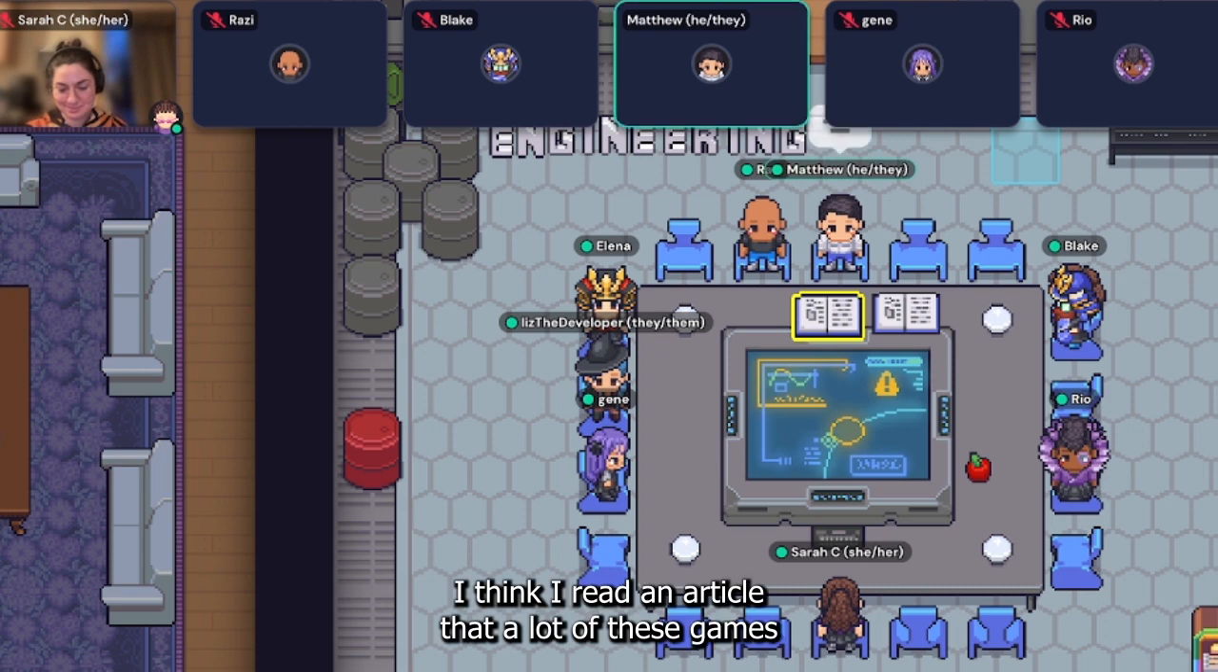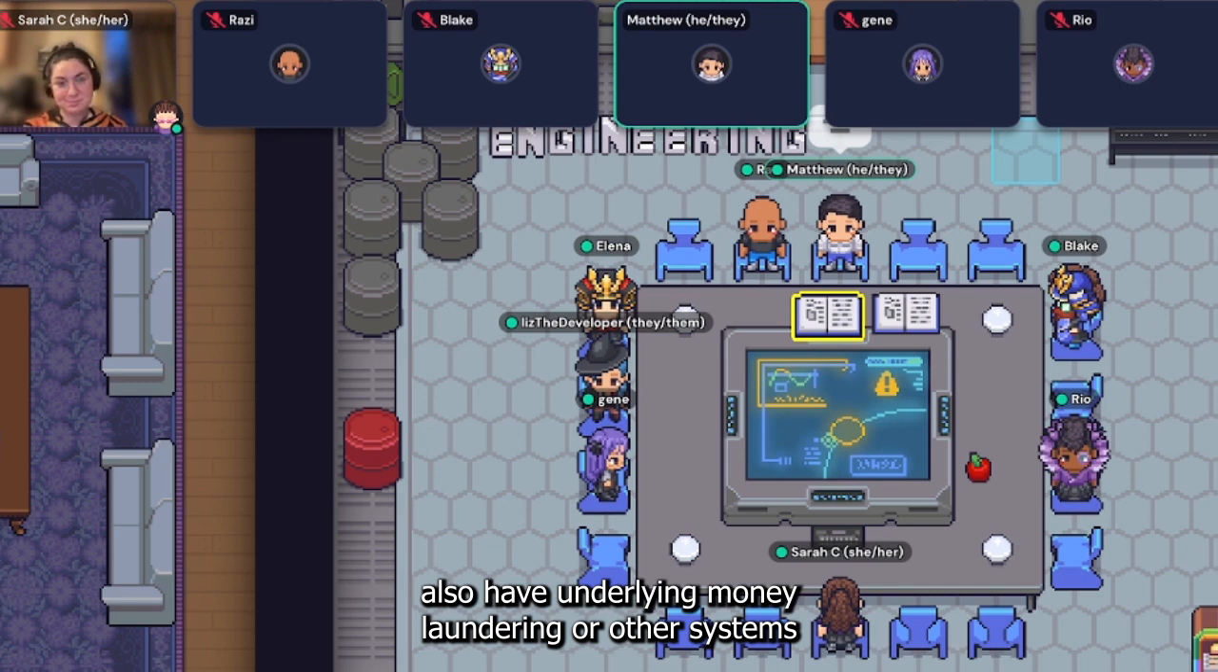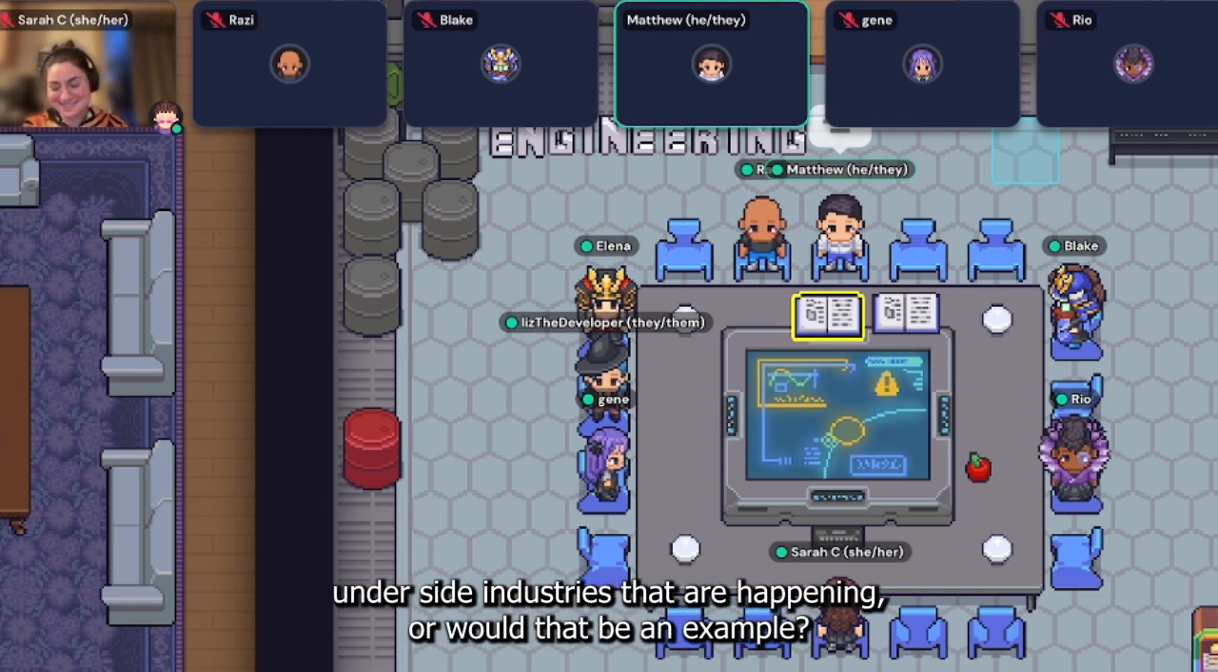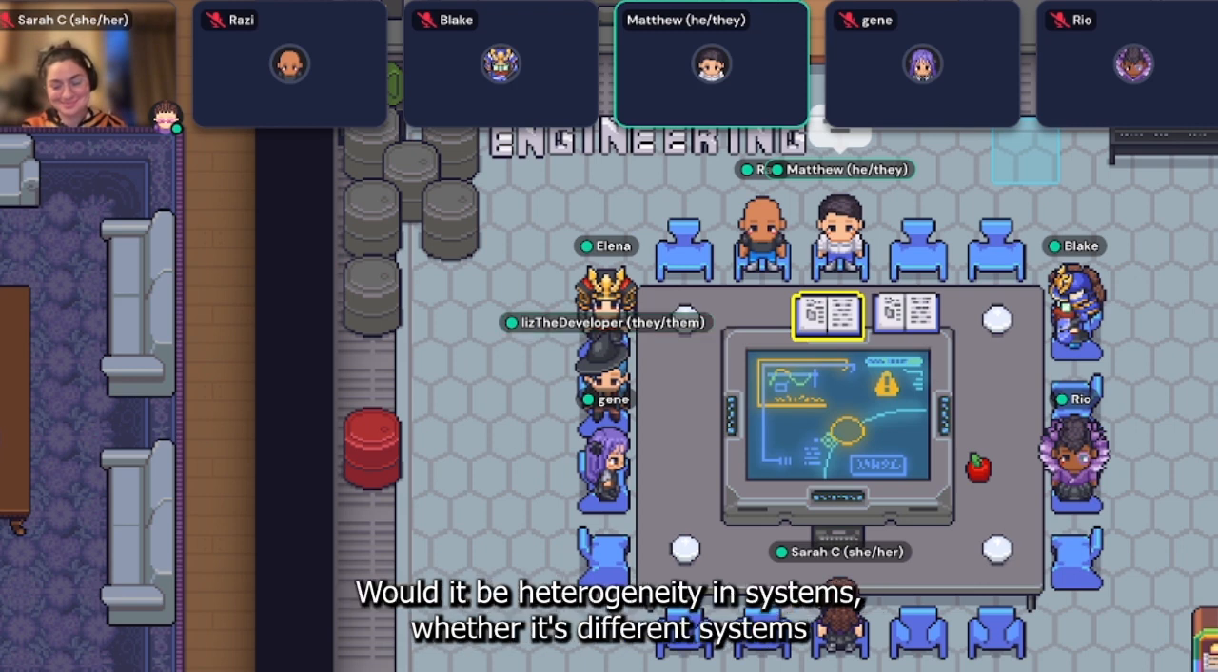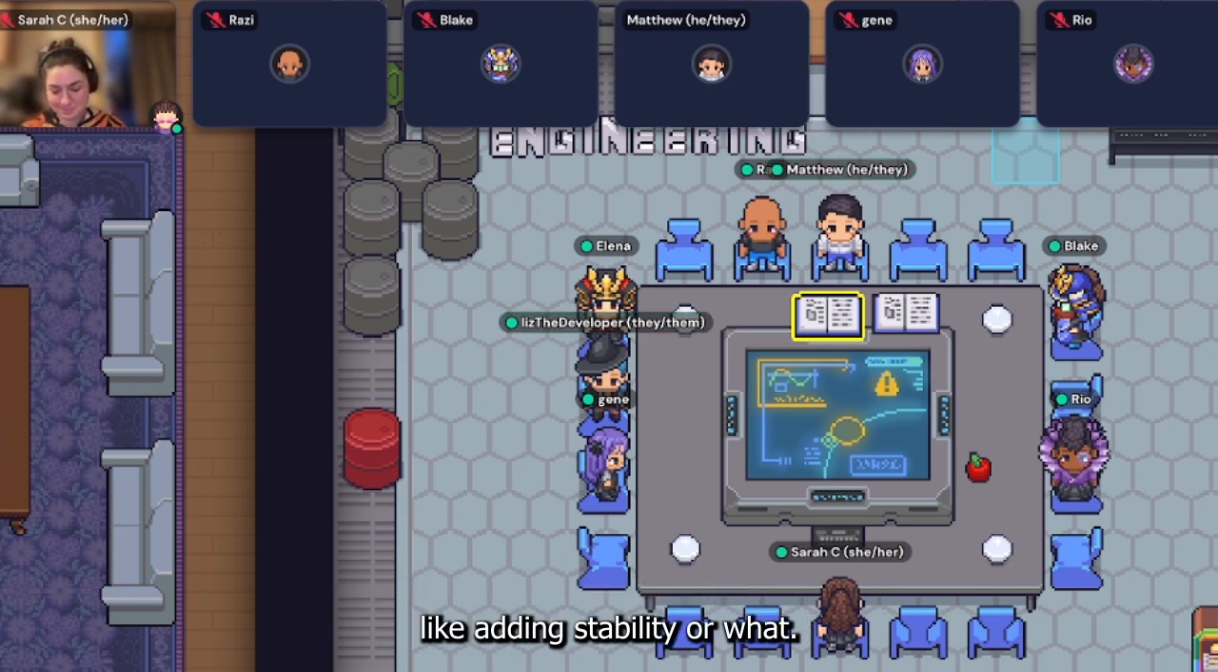I think I read an article that a lot of these games also have underlying money laundering or other systems, underside industries that are happening. Mm-hmm. What would that be an example? Would it be heterogeneity in systems where there's different systems adding stability, or what would that be?